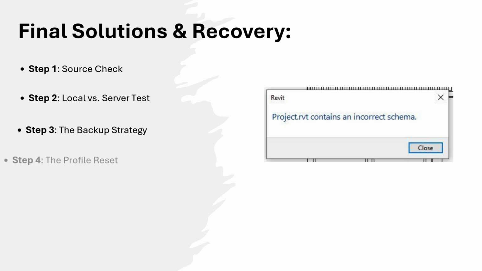Check your Revit journal files. If you see login failed entries, the problem isn't the file, it's your Windows user profile. A corrupted profile can block Revit from writing schemas. If this is the case, you'll need to recreate your Windows profile to restore access.